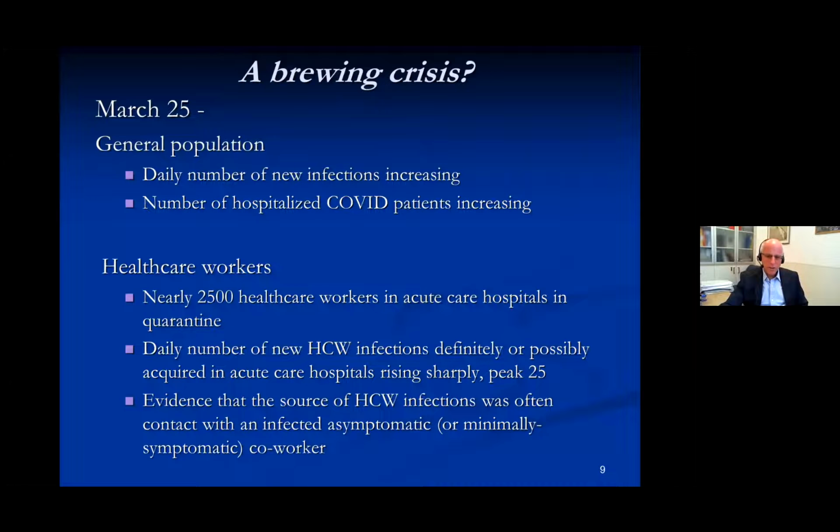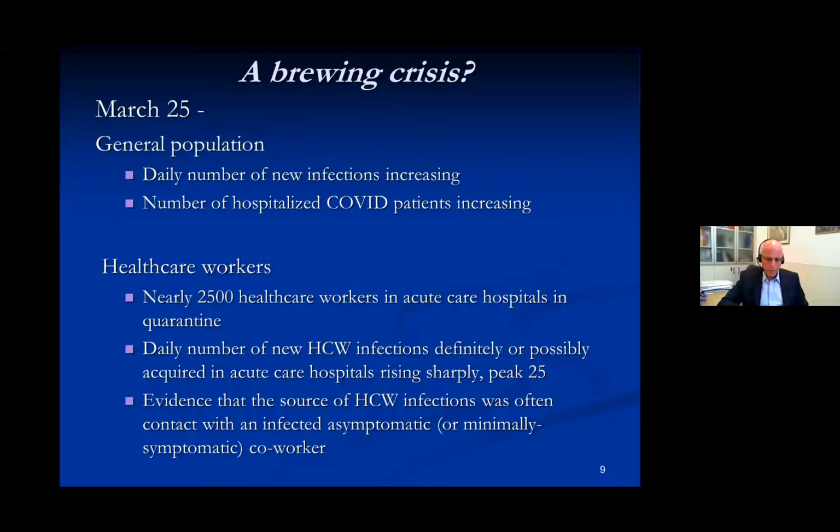So the question is, do we have a brewing crisis on our hands? I'm going to focus on March 25th. In the general population at this date, the daily number of new infections is increasing, and the number of hospitalized patients with COVID is also increasing. Among healthcare workers, which is the subject of our talk today, there are nearly 2,500 healthcare workers in acute care hospitals who are in quarantine.